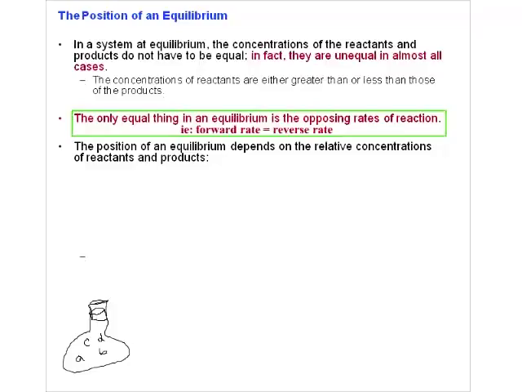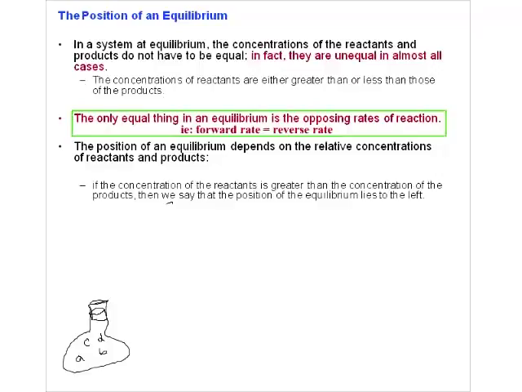So if we have a bottle with 4 reactants, say reactants A, B, going to products C and D, we want to look at the relative amounts or the relative concentration of each of these reactants and products at any given time during the equilibrium. And what we're looking at is this idea that if the concentration of the reactants is greater than the concentration of the products, then we say that the position of equilibrium lies to the left, or it favors the reactants.